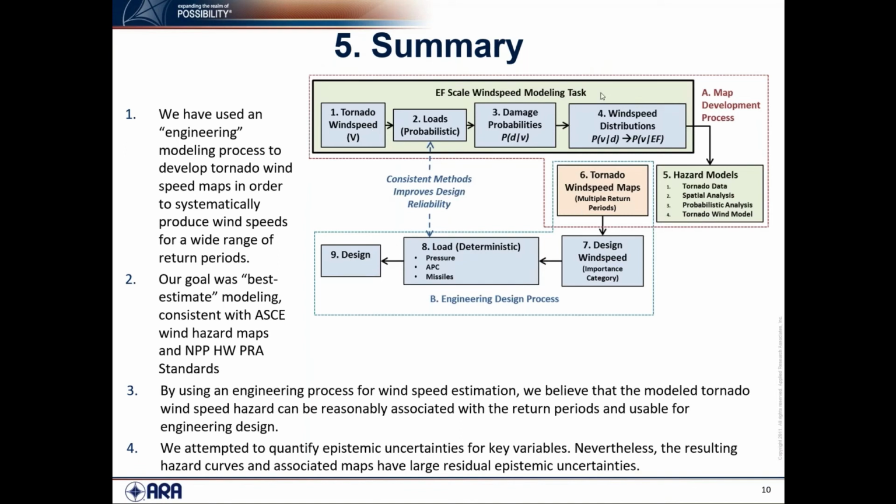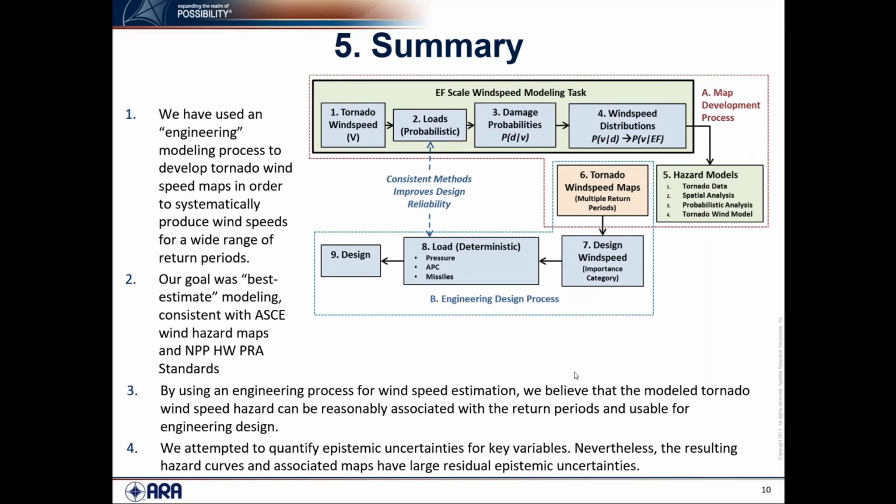So with that, let me just summarize again. We've used an engineering process to develop maps that systematically produce wind speeds for this wide range of return periods. Our goal was to develop best estimate modeling consistent with ASCE hazard maps and nuclear power plant high wind probabilistic risk assessment practices. It's not a worst case map. This is our best estimate map.